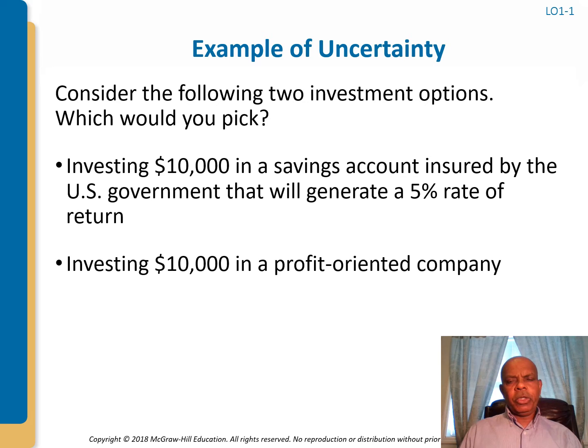Okay, when we talk about risk and return, let's take a look at this quick example. Consider the following two investment options. Which would you pick? Assume that you're investing $10,000 in a savings account insured by the US government that generates a 5% rate of return. Now you know for sure, that's a guarantee. That's a certainty that you're going to get a 5% return.